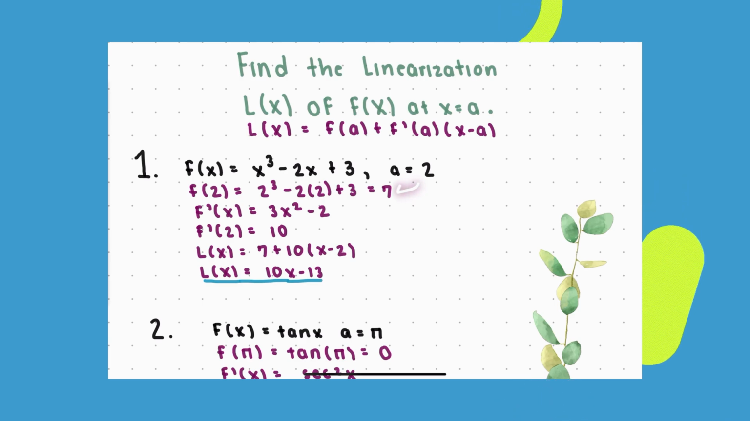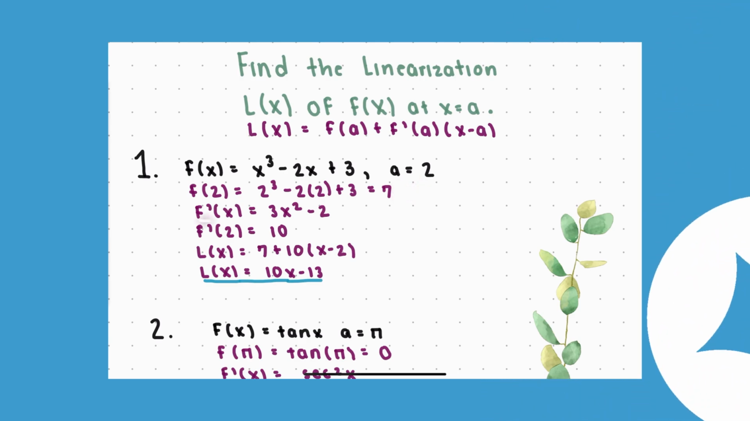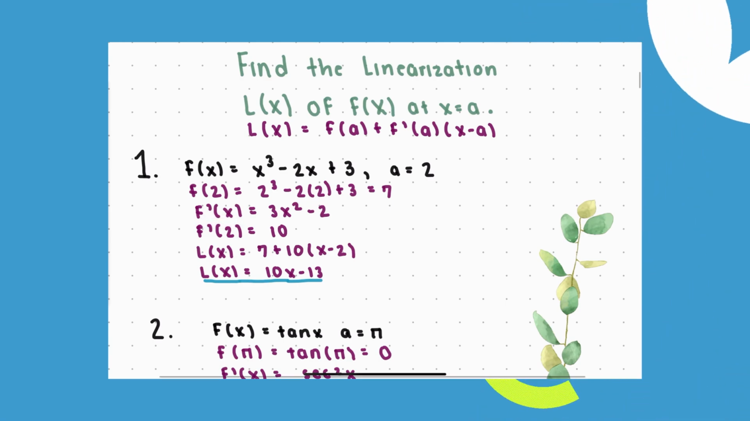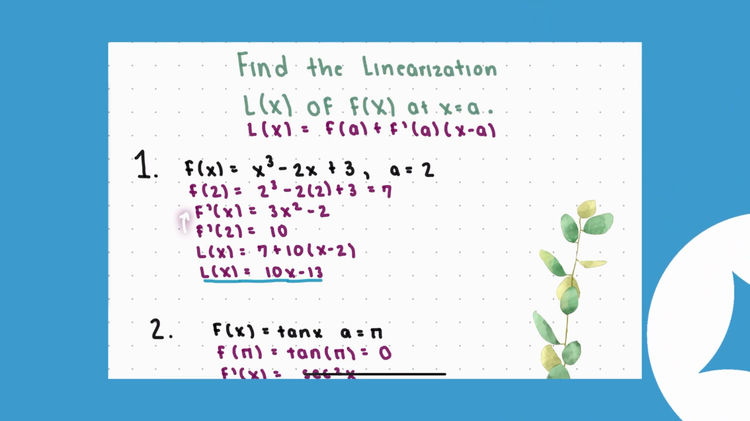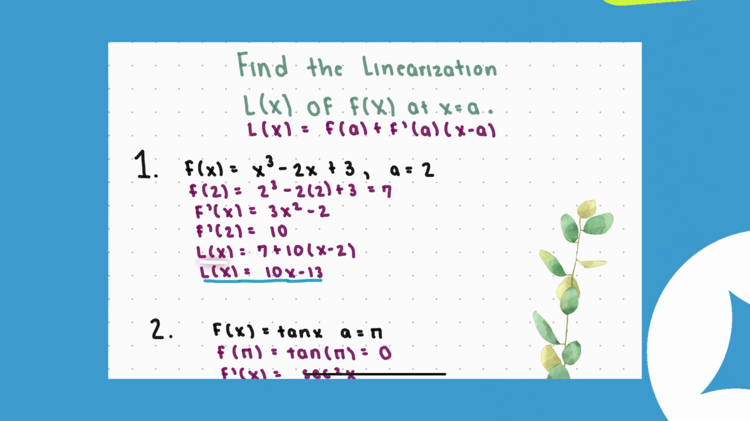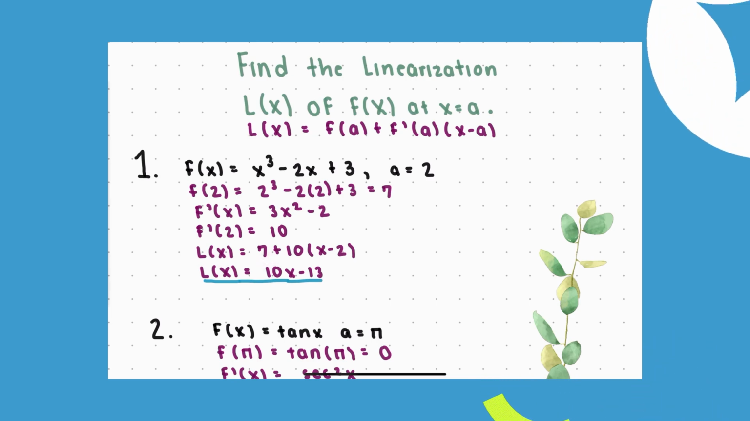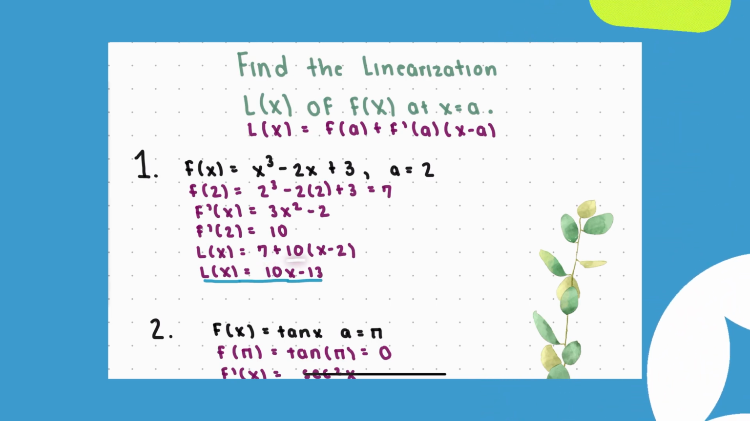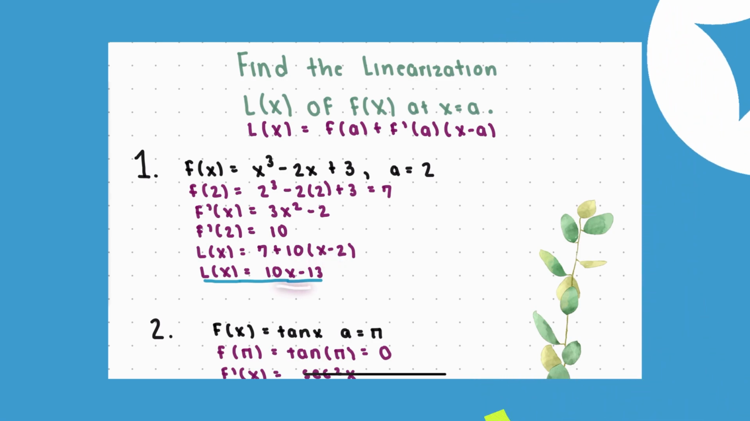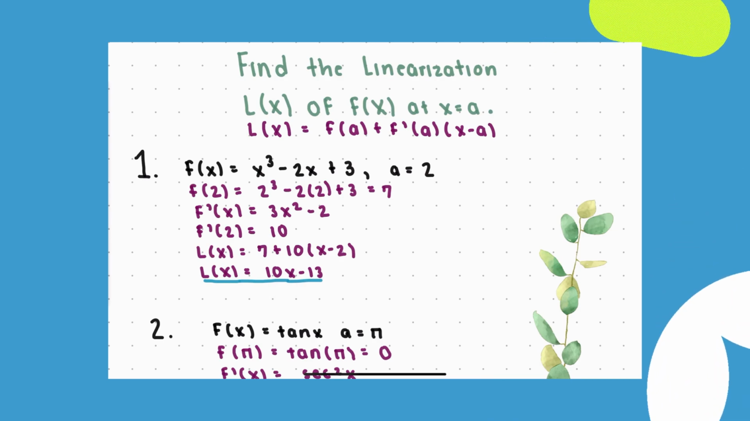First, we will plug in 2 into the original equation to get 7. Next, we will take the derivative of the original equation, which is 3x squared minus 2. After, we will plug in 2 into the derivative equation to get 10. Next, we will plug in these values into the linearization or tangent line equation, which is L of x equals f of a, which is our 7, plus f prime of a, which is our 10, times x minus a, which is x minus 2. That simplifies to L of x equals 10x minus 13.